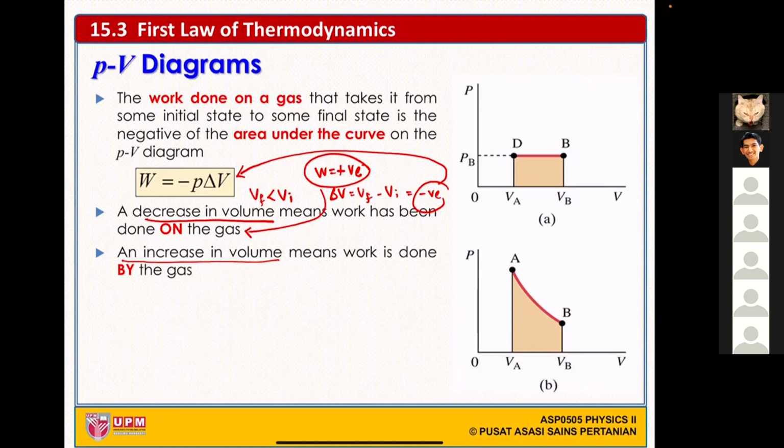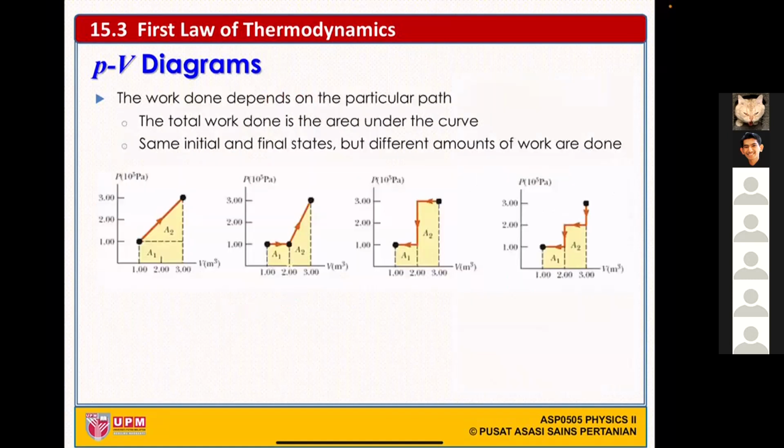But the easier way is that you understand the concept and you calculate. If you get a positive W, it means the work is done on the gas. If you get a negative value, the work is done by the gas. Right? So the work done depends on the particular path. So the total work done is the area under the curve.